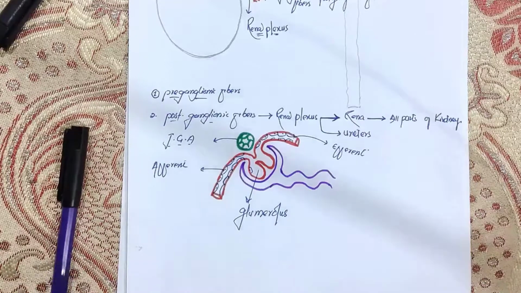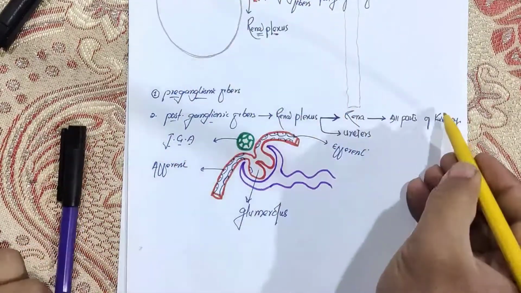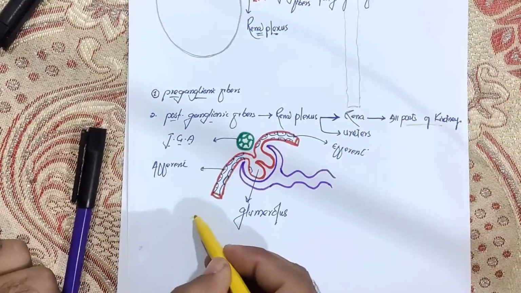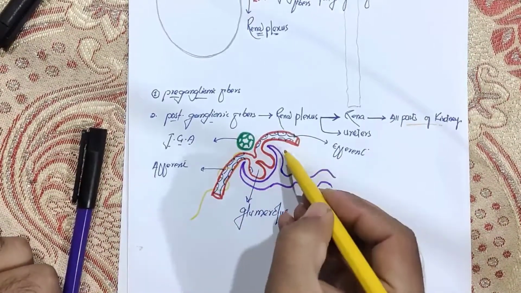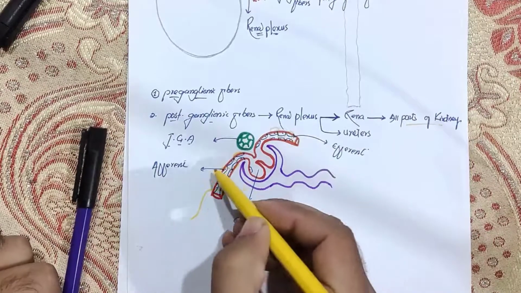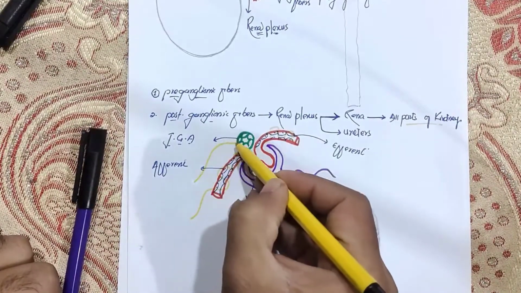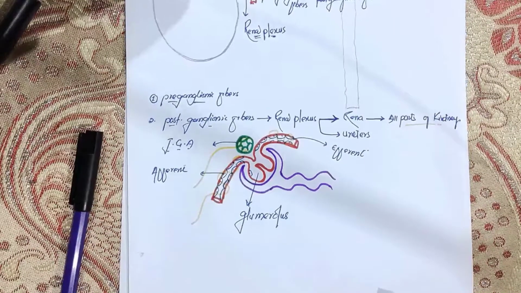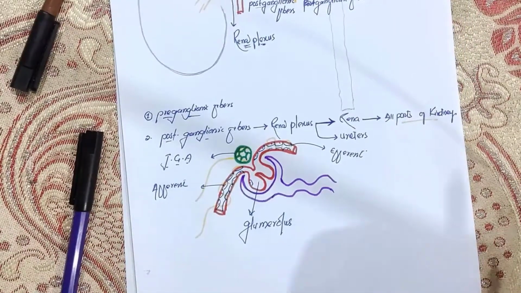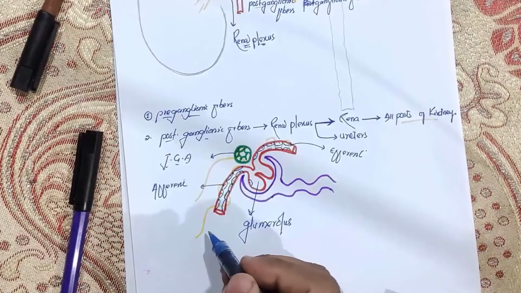So look carefully, these are the nerves which innervate the smooth muscles of these afferent and efferent arterioles, and also fibers come to the juxtaglomerular cells. So these are all sympathetic fibers, right? These are all sympathetic fibers.